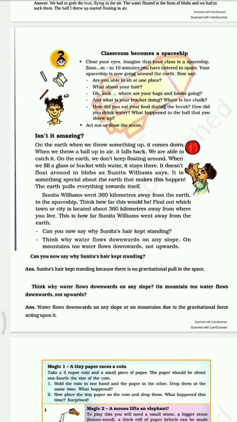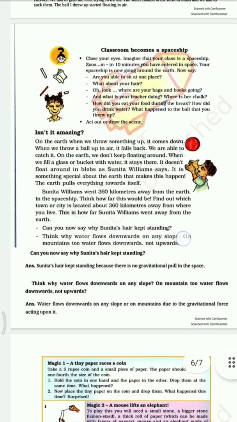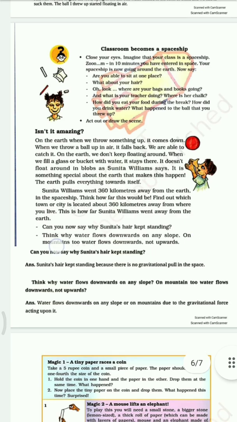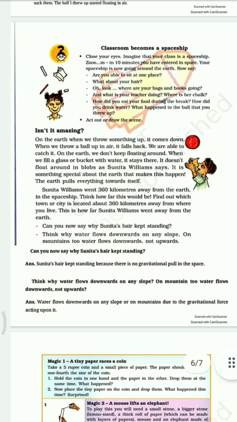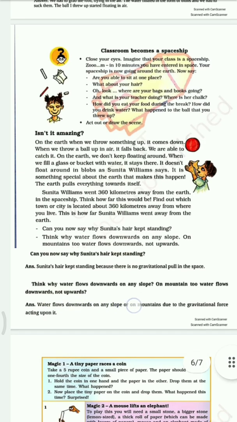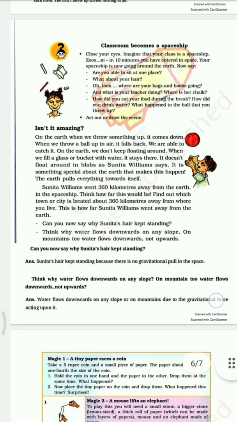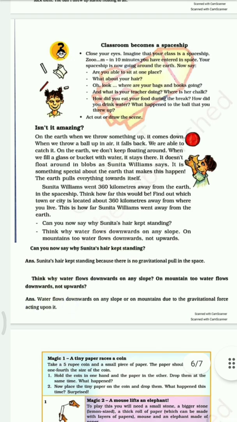Now, the second question is, think why water flows downwards on any slope. On mountains too, water flows downward, not upward. So the answer is, water flows downward on any slope or on a mountain due to the gravitational force acting upon it. Due to the gravitational force, the earth attracts that water towards itself, so the water flows downwards.